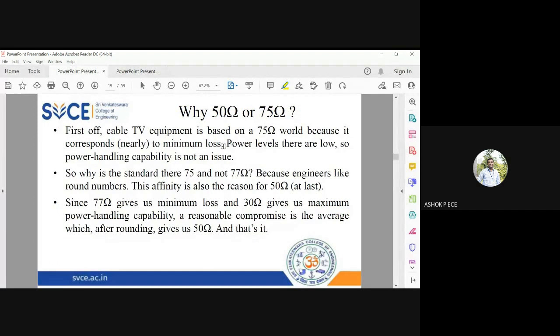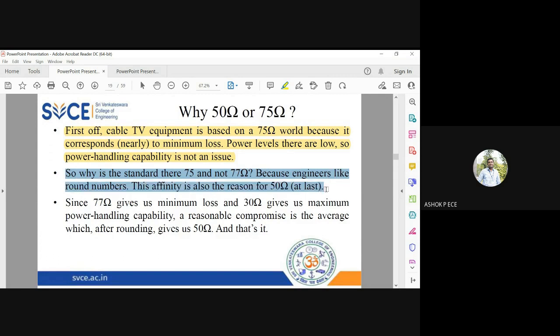So in order to make a bridge between the two, first of all, all cable TV networks are based on 75 ohm. All coaxial cables are based on 50 ohms. So why did they come to this? Why is the standard 75 and not 77 ohm? Because engineers like round numbers, and it is also the reason for 50 ohms.